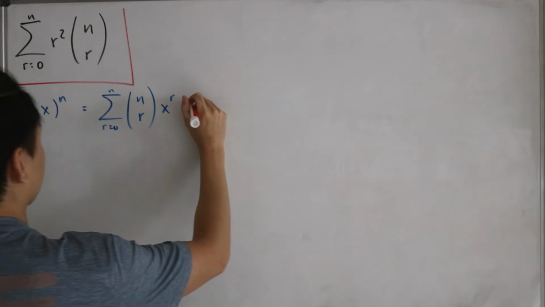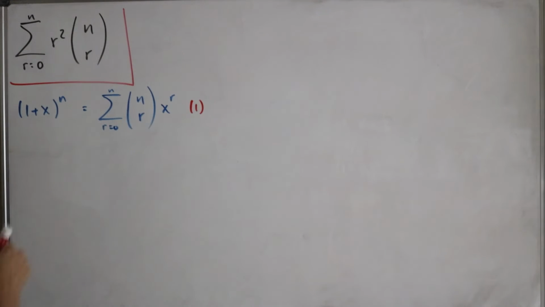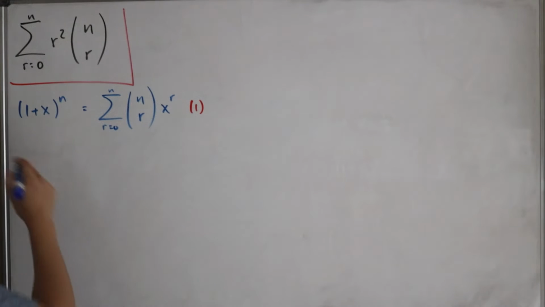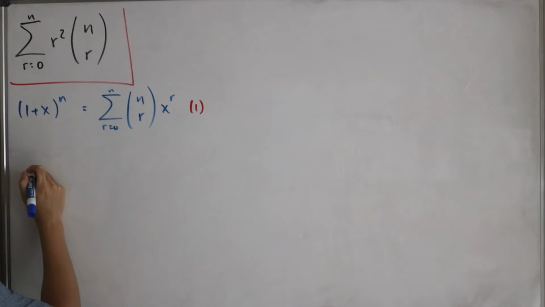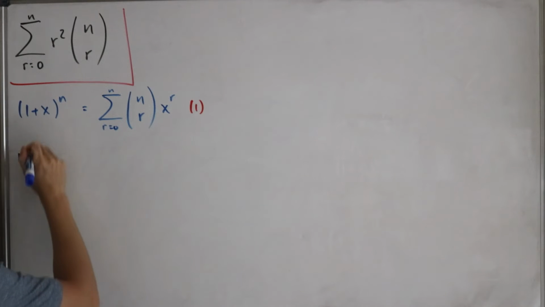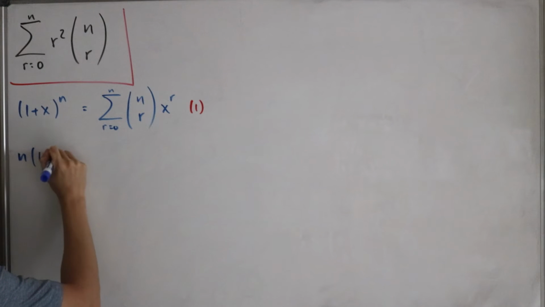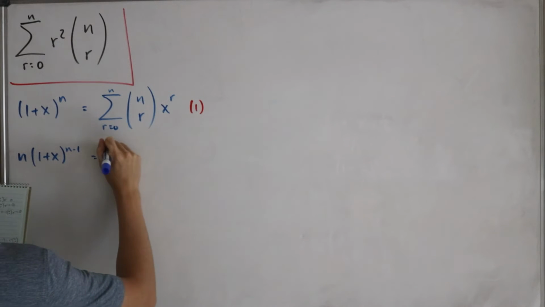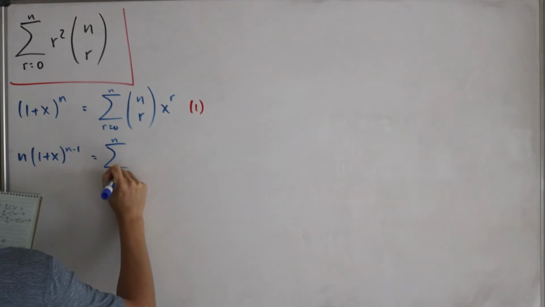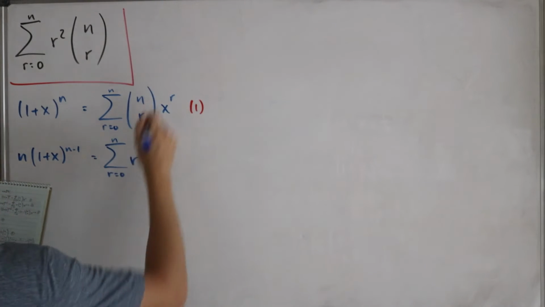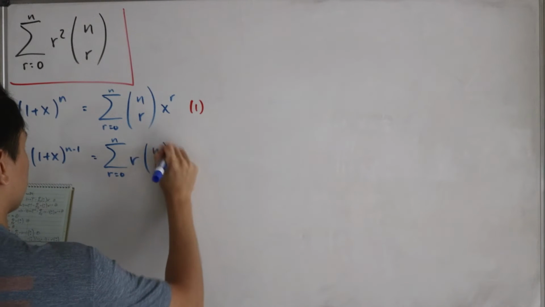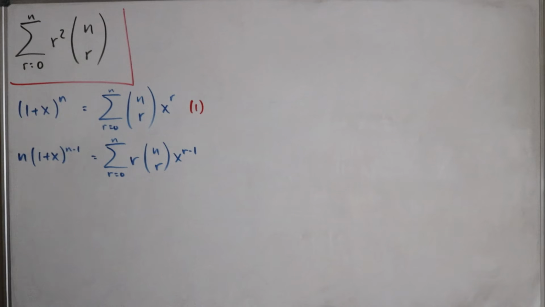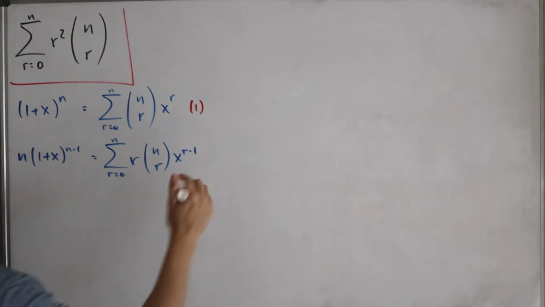And then what we're going to do here is differentiate both sides of this with respect to x. By doing so, on the left-hand side, the derivative is going to be n multiplied with 1 plus x to the power n minus 1. And differentiating the right-hand side, that's going to be the partial sum of r times n choose r, multiplied with x to the power r minus 1. So let me label this as equation number 2 for both sides.